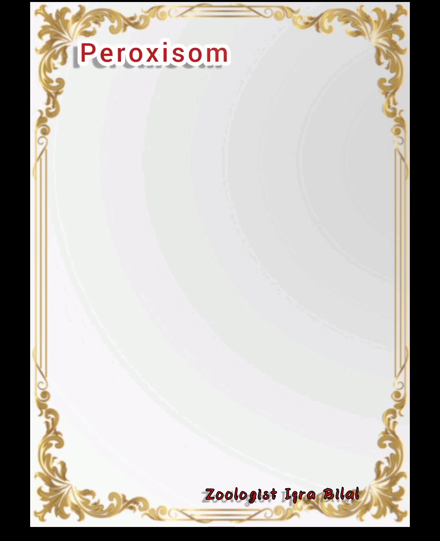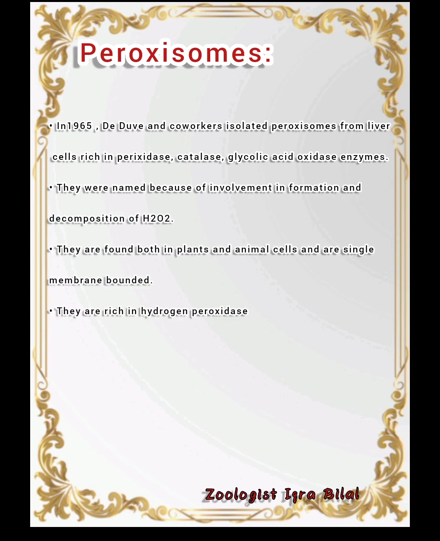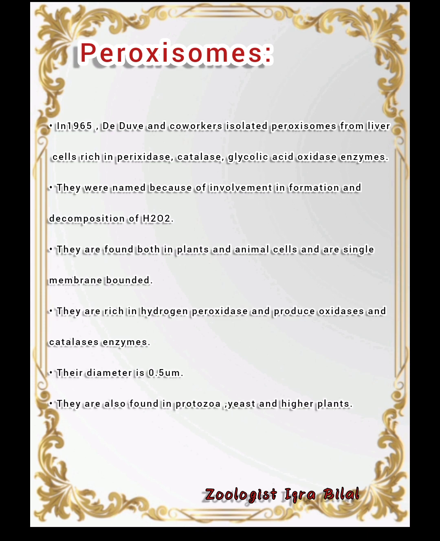Peroxisomes. De Duve and co-workers isolated peroxisomes from liver cells rich in peroxidase, catalase, and glycolic acid oxidase enzymes. They were named because of involvement in formation and decomposition of hydrogen peroxide, H2O2. They are found both in plant and animal cells and are single membrane bounded. They are rich in hydrogen peroxide and produce oxidase and catalase enzymes.